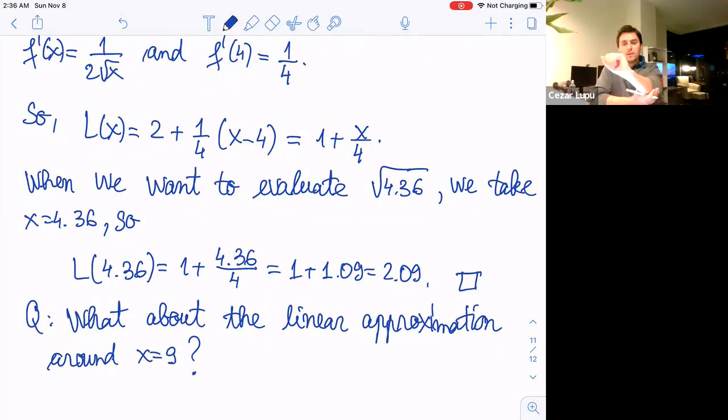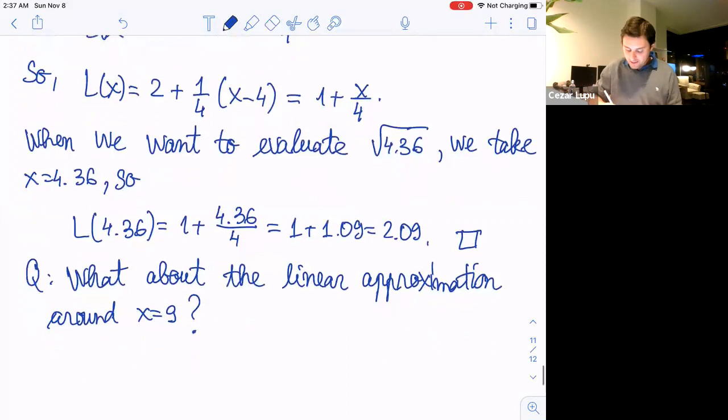Well, you can do the same thing. The only difference is that you will plug in x equals 9 instead of x equals 4. And basically, you can evaluate the square root of 4.36, and the linear approximation will give you something like 2.22, something like this. I'll leave this to you as an exercise to figure out the details. Basically, you just mimic the same procedure. The only difference is that you will plug in x equals 9 instead of x equals 4, but the rest is identical.